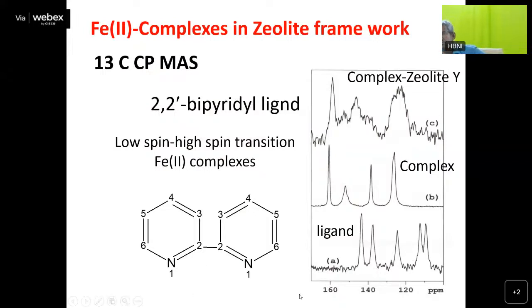Correct now? 5 peaks we are able to see. 1, 2, 3. Actually 5 peaks are seen. 1, 2, 3, 4, 5 peaks, so 5 different carbon atoms are there.